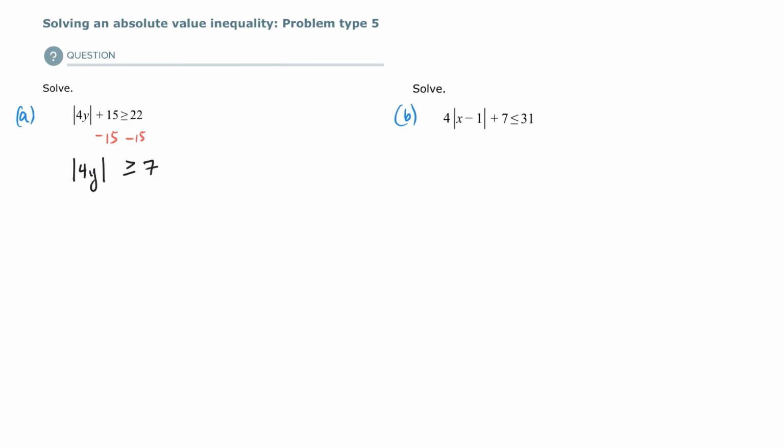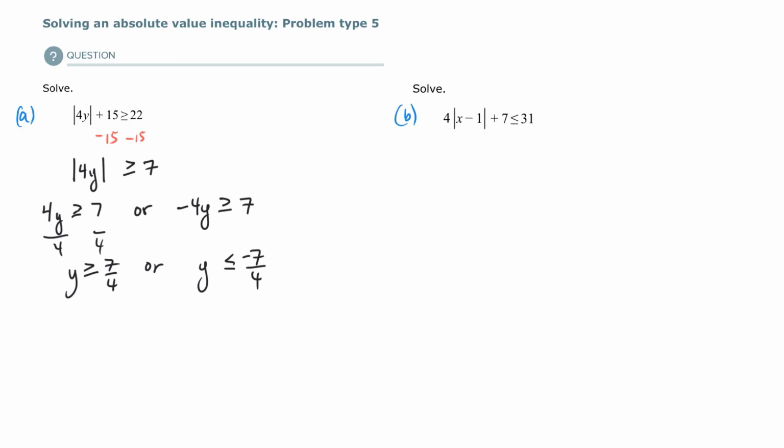Now from here, things get a little bit tricky. This procedure changes completely compared to example B. So take very, very careful notes. 4y is greater than or equal to 7, or the opposite of 4y is greater than or equal to 7. What does that mean? That means that y is greater than or equal to 7/4, or y is less than or equal to negative 7/4.